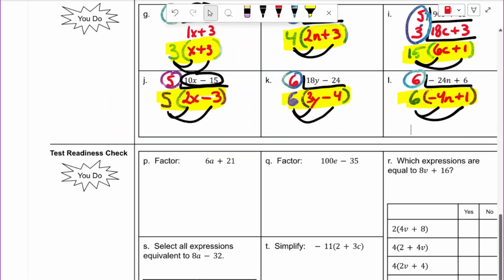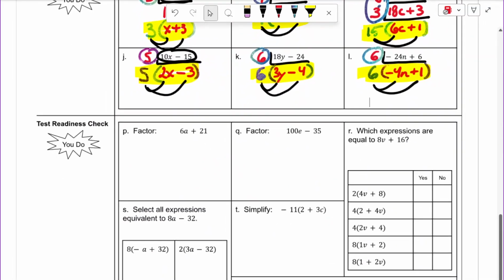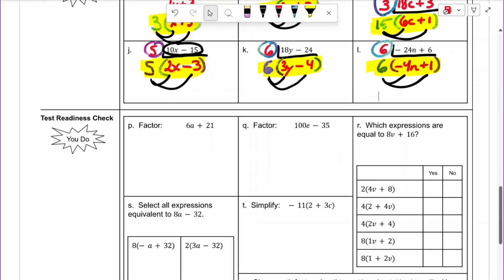Now for the test readiness checks. These are important. As you know from the very first unit, when you do these, we are showing you different problems that perhaps will be on the tests coming up, and that's why we call it a test readiness check. And these are all you-dos. So you can see they go through. Some of them are going to be easier than others. Some of them are going to make you think.